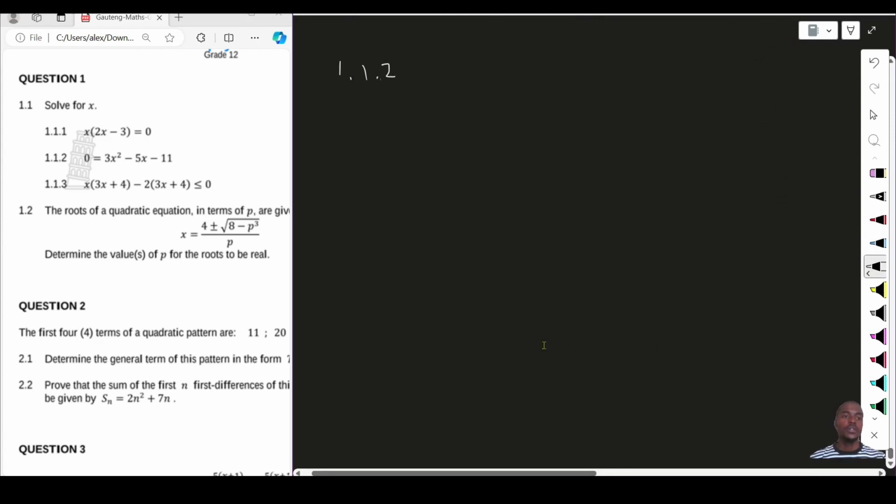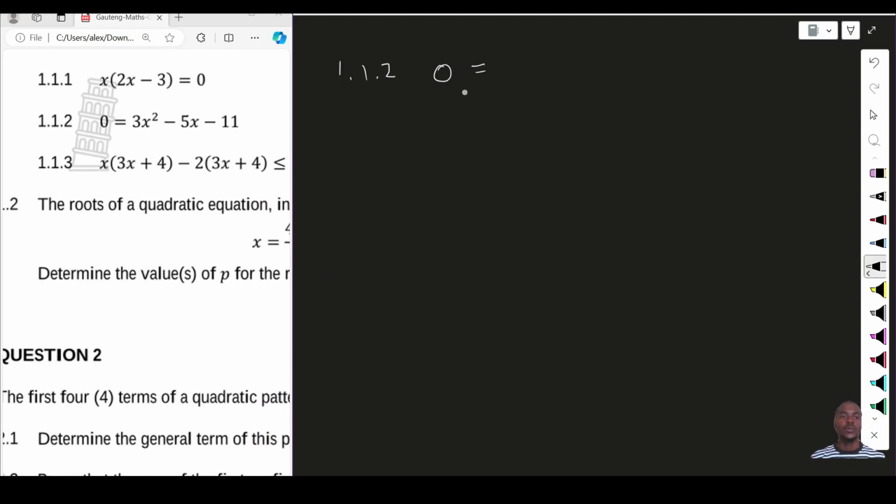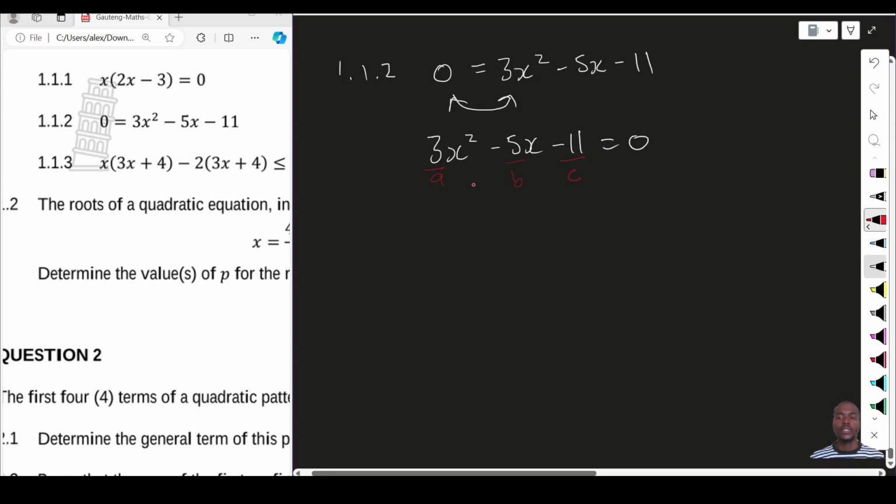Then let's look at the next question, 1.1.2. It says 0 is equal to 3x squared minus 5x minus 11. So what are we going to do here? We are going to use the quadratic formula. So you can rewrite this, it's one and the same thing as 3x squared minus 5x minus 11 is equal to 0. Then we must know that this 3 here is our A, this minus 5 is our B, this minus 11 is our C.